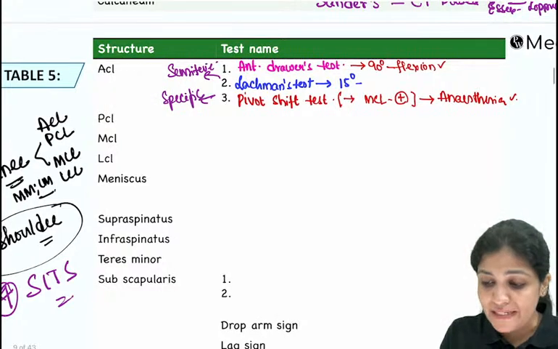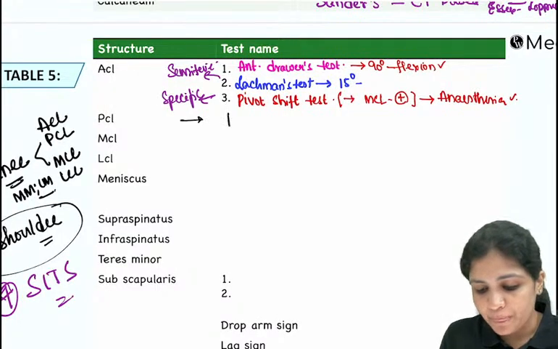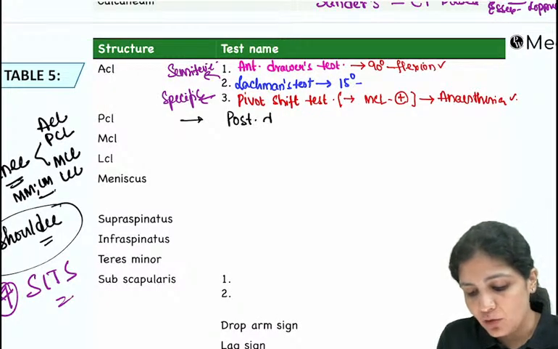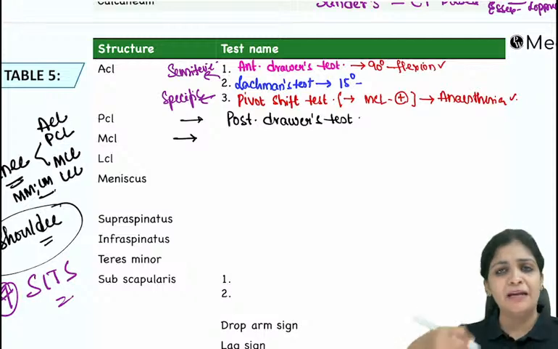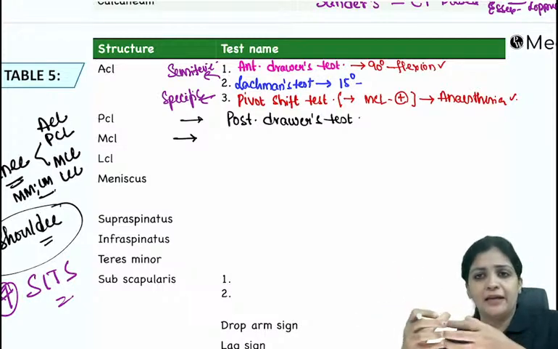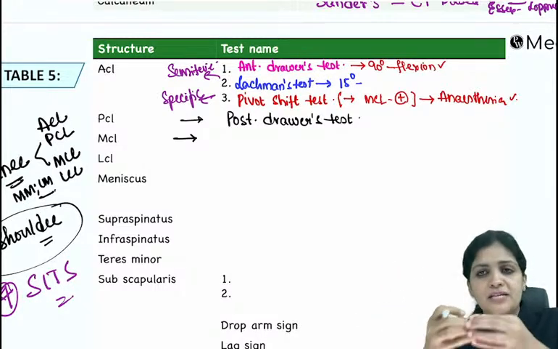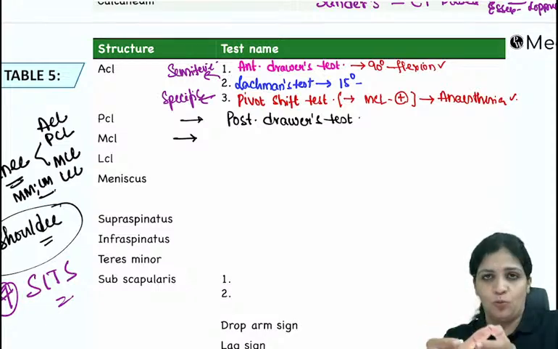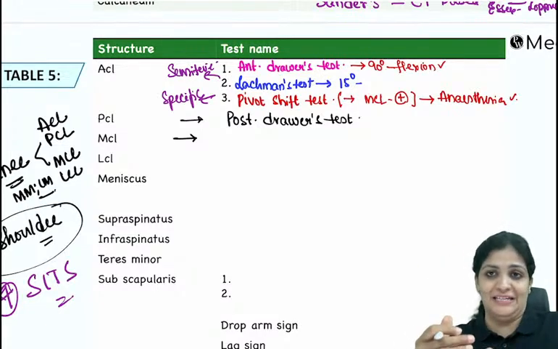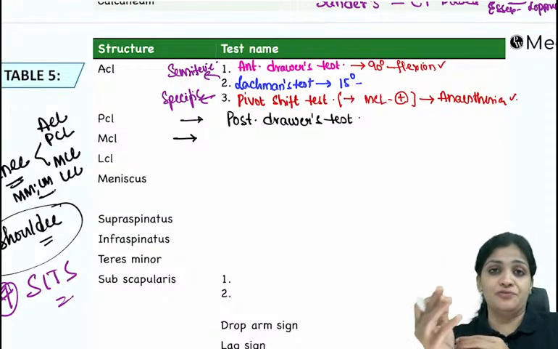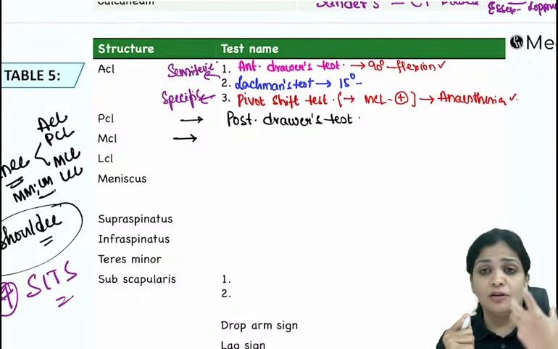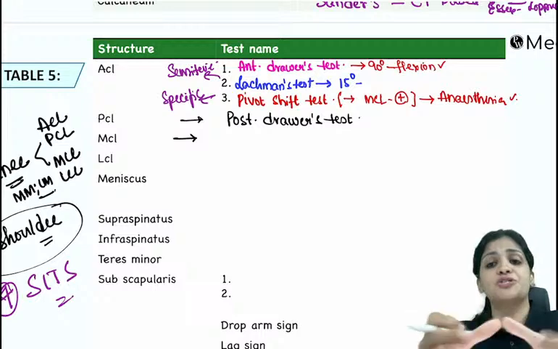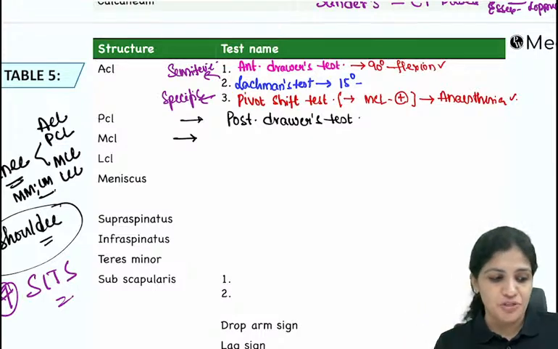And similarly, what is the test for PCL? Posterior drawer test, right? This is similar to the ACL again. For ACL we are pulling it forward. In the posterior drawer test you push the tibia backward, because PCL restrains posterior translation of the tibia. So whenever PCL is not present or there is a tear in the PCL, you can easily push the tibia backward. That is your posterior drawer test.